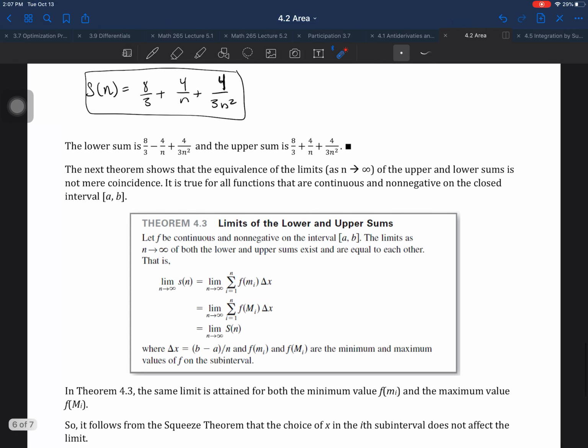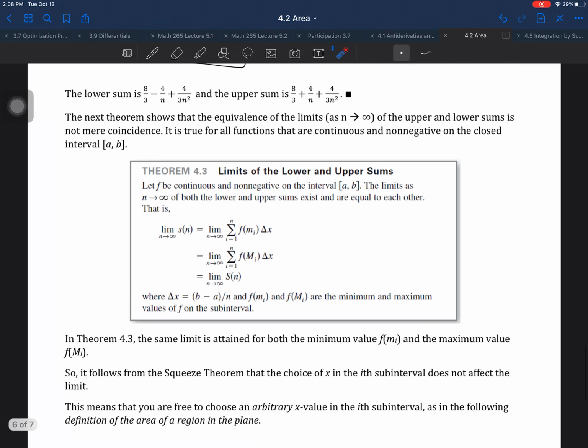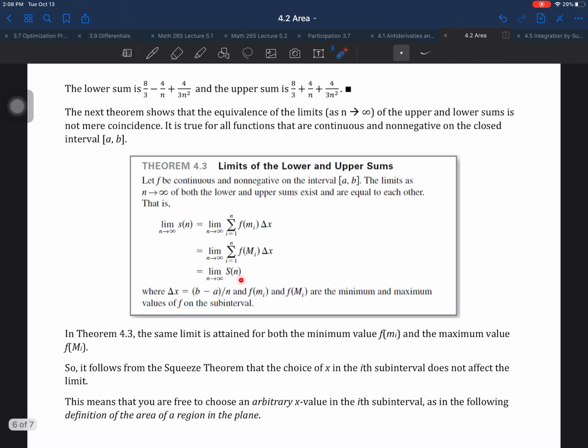And so that's what the limit of lower and upper sums is saying. Theorem 4.3 says, let f be a continuous, non-negative function on the interval from a to b. Then the limit as n goes to infinity of both the lower and upper sum exists and they are equal to each other. Thus, the lower bound and the upper bound of the area become equal, so the area under the curve is equal to those two.